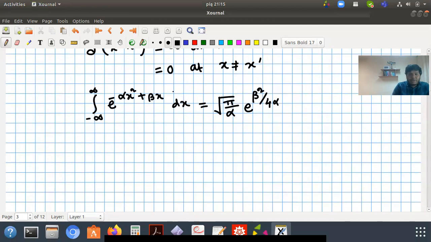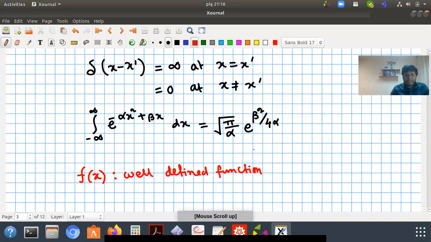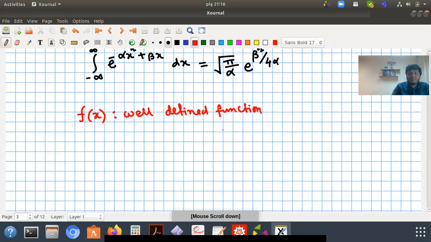Now let me remind you of one more thing we discussed. Let's consider a function f of x. F of x is a well-defined function. Let me draw this one. Whatever we discussed, let me show you in a graphical way.